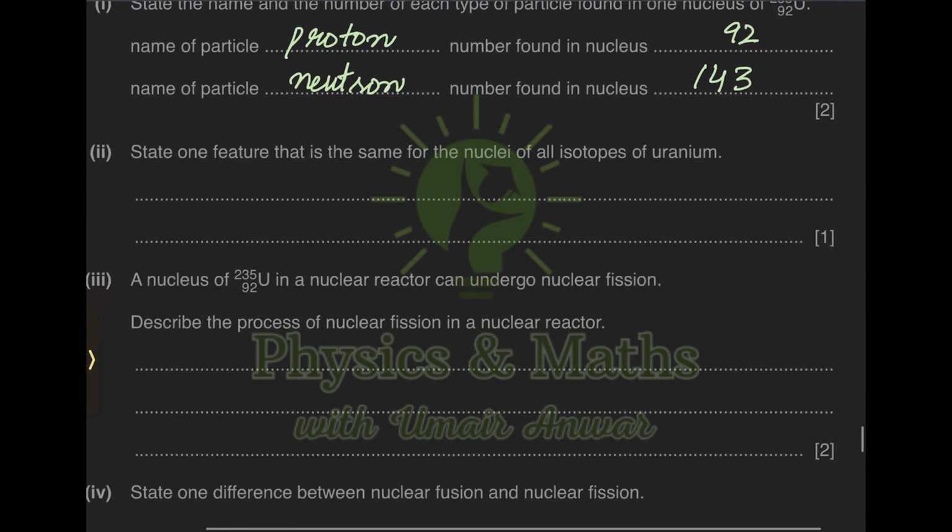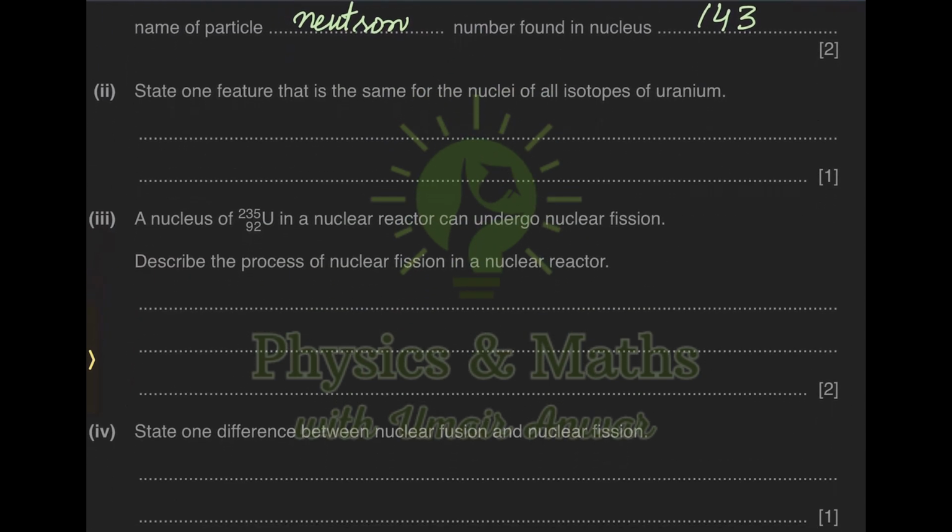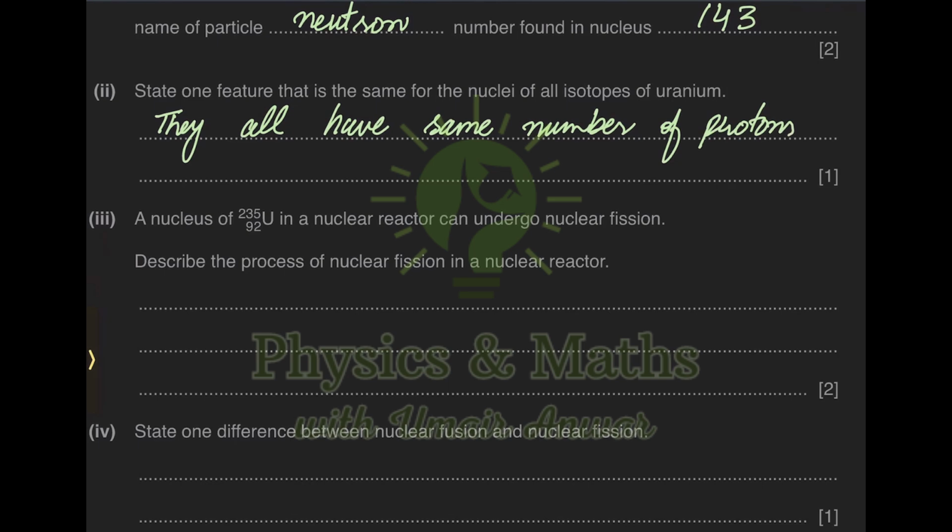State one feature that is the same for the nuclei of all the isotopes of uranium. So when we are talking about the isotopes, they all have the same number of protons, but different number of nucleons. So here they are asking about the similarity, the feature which is the same. So I'm writing they all have the same number of protons.